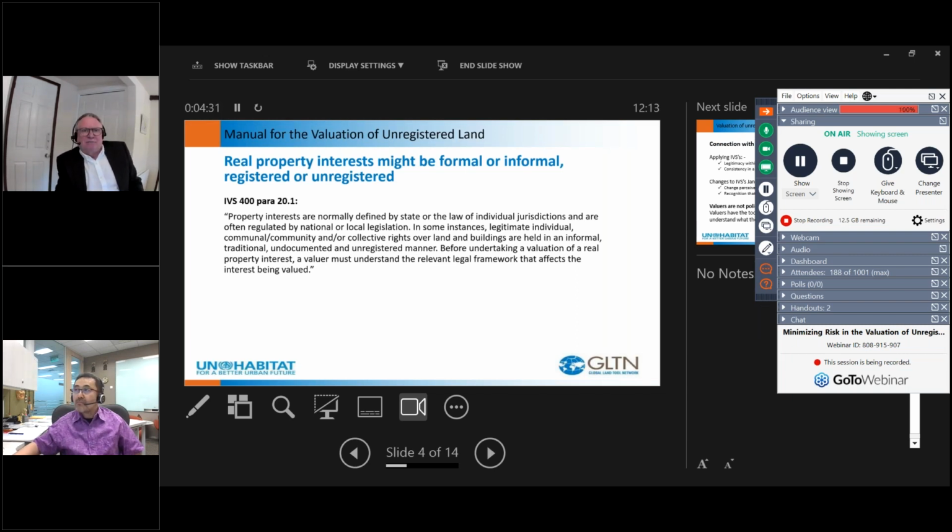Turning again back to the manual for the valuation of unregistered land, one of the big milestones which we achieved in 2022 was for the international valuation standards to recognize that interests might be held in formal or informal, registered or unregistered formats. And it's only a fairly small change in the international valuation standards, section 400, paragraph 2.1. But it really was a game changer.